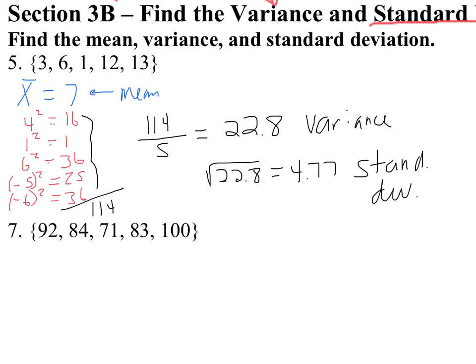And basically it tells us that when we have numbers that are far apart, you have a large standard deviation. If they're very close together, then you have a very small standard deviation. So it gives you an idea of how spread out the numbers are.